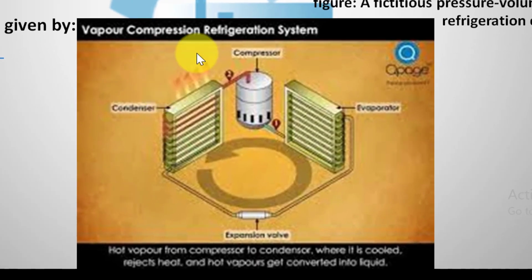Here you can see the vapor compression refrigeration system. Hot vapor goes from the compressor to the condenser, where it is cooled, rejects heat, and the hot vapor gets converted into liquid. This is the compressor, this is the condenser, and this is the expansion device.